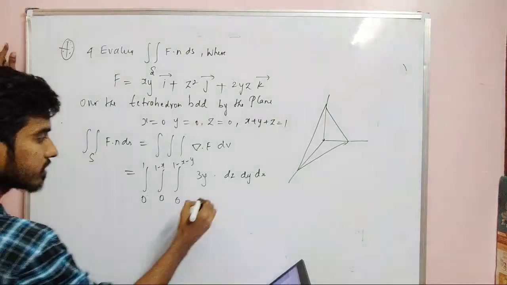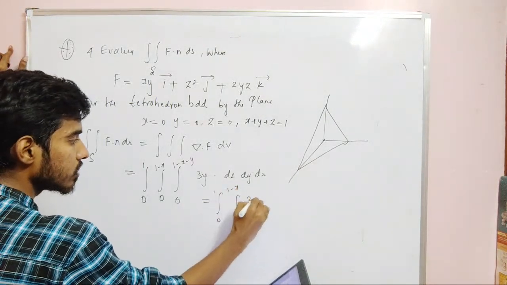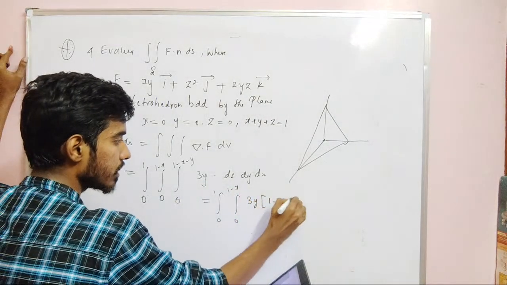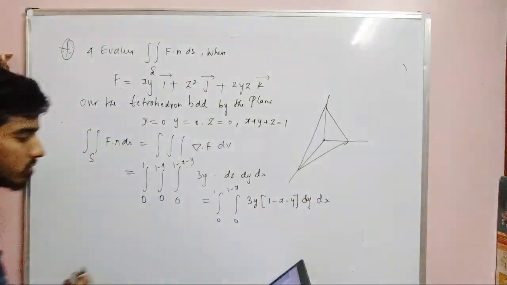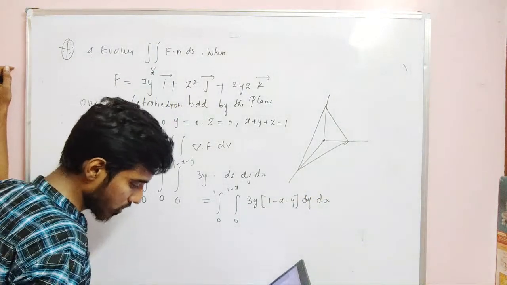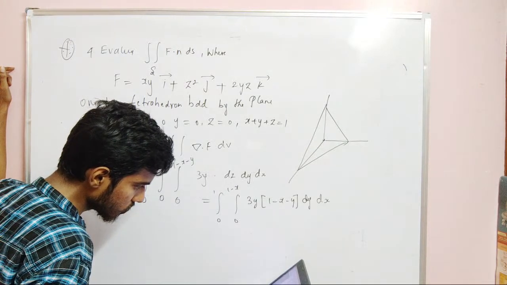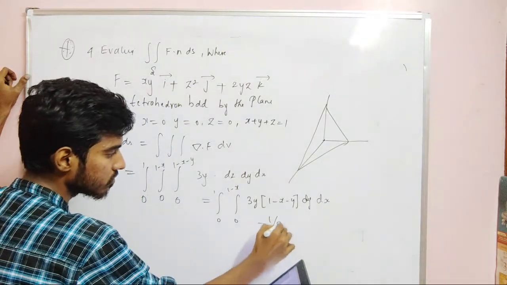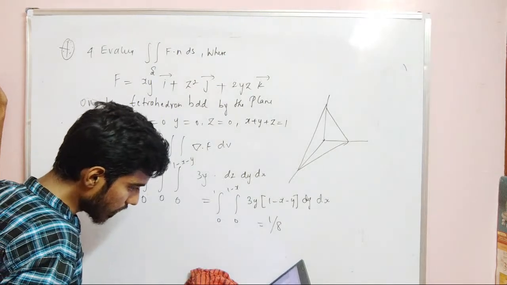So we need to integrate this. This will be the integral from 0 to 1, integral from 0 to 1 minus x. 3y is constant, and the integral of dz is z. So we have 1 minus x minus y, dy dx. So I think you can do this, right? No, I am not going to do this. The answer you will get will be 1 by 8. The normal basic problem. So the answer will be 1 by 8.